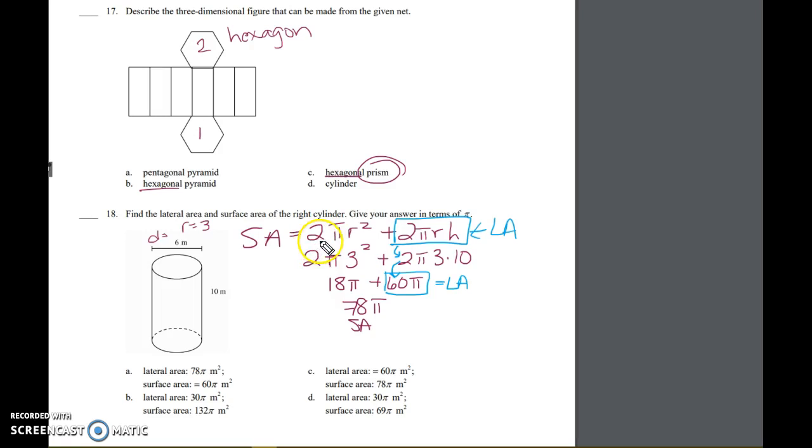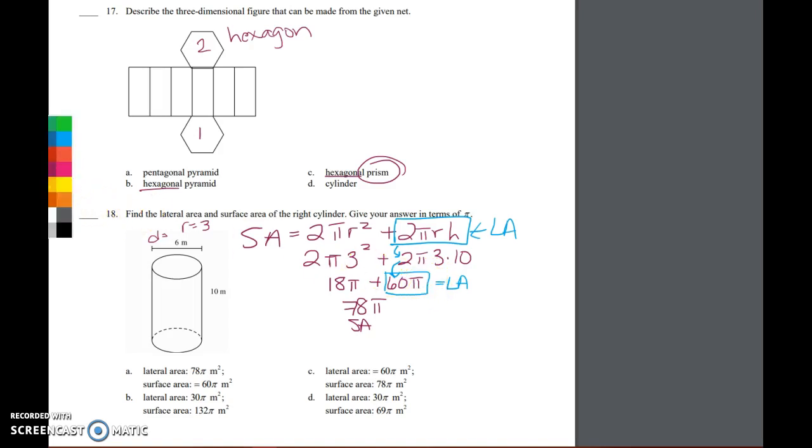So our surface area formula, 2 pi r squared plus 2 pi r h, and I pointed out last time that this is actually the lateral area formula. So we substitute in our numbers. We substituted in 3 here, and 3 and 10 here. 3 squared was 9. 9 times 2 was 18. So we got 18 pi. And 2 times 3 times 10 was 60. 60 pi. And again, that's really our lateral area.